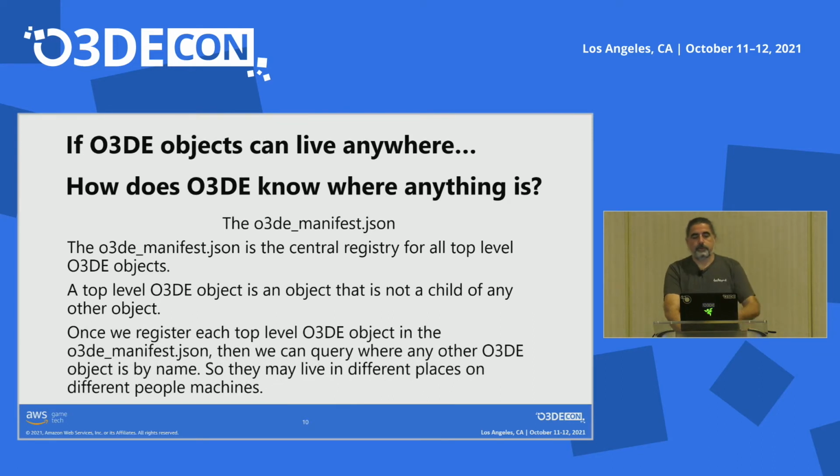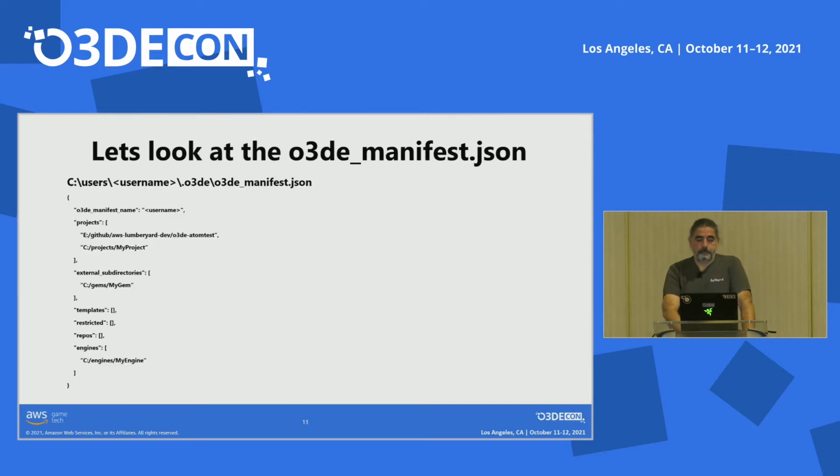Okay, so once we register a top level object in O3D, we expect to find it in the O3D manifest JSON. Once in there, then we can query any of these objects that are registered by name. So these can live in different places on different people's machines. It does not matter as long as they're all referenced by name.